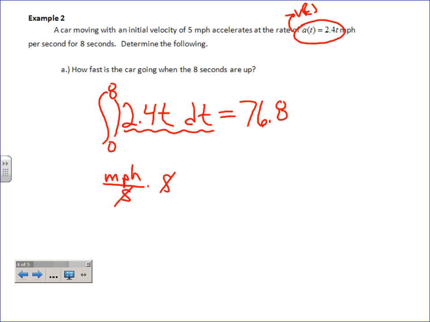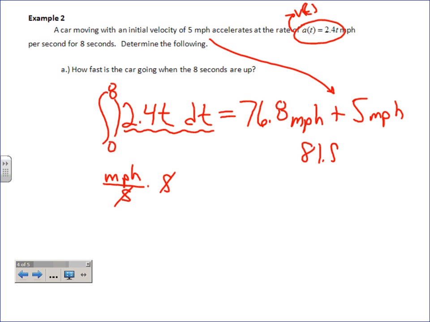Does that make sense? For velocity to be miles per hour? Yeah, that makes sense. But, yeah, exactly. That's one way that you can measure velocity, right? We do have to add, because this 76.8 is just the displacement. That's how much the velocity has changed, not necessarily the total velocity. We do have to add the 5 miles per hour we started with, which is from right here. And so we get 81.8 miles per hour.